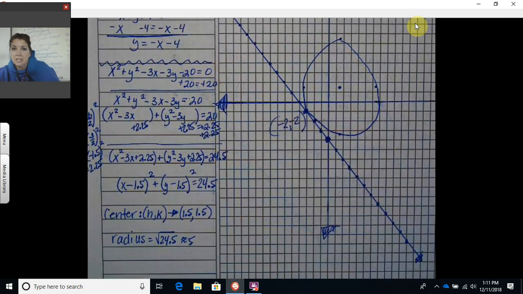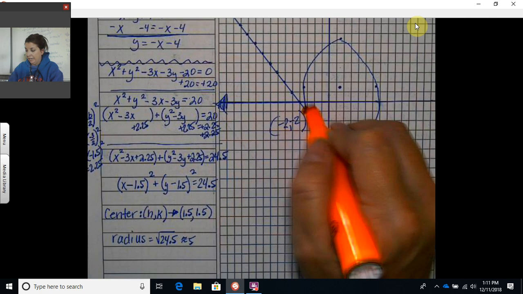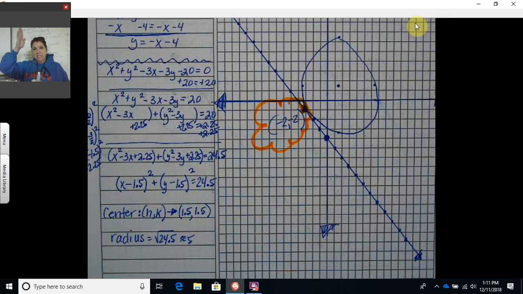So I know I've said this multiple times, but y'all see why graphing is not always ideal. What would we say if this line and this circle only intersect in that one place? Tangent. We talked about that yesterday? Yeah. So the line's tangent to the circle at -2, -2. Coolio?